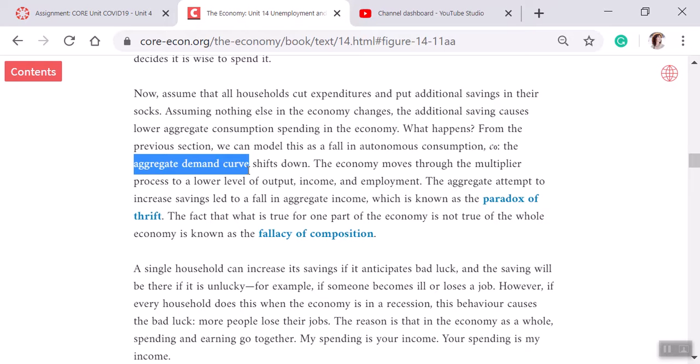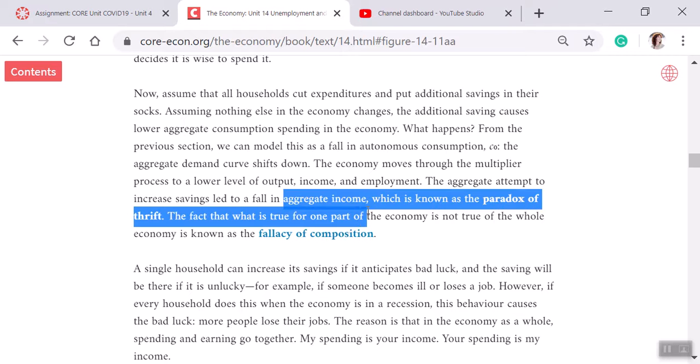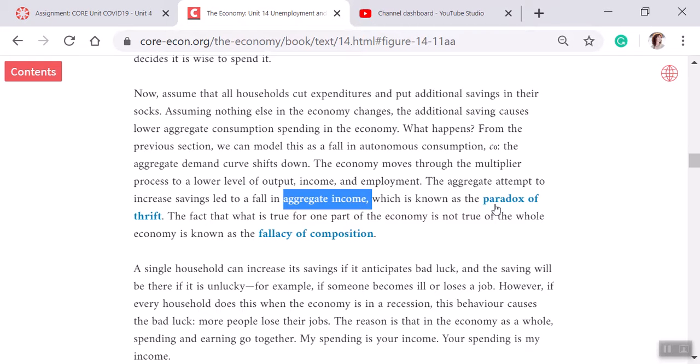And then that goes through when we go through the multiplier. If people are getting less things and businesses are producing less things, there's less demand for things and there's less need for workers, there's less jobs, less income, more unemployment, right? And it just starts multiplying. Okay. So the aggregate attempt to increase savings, right, by saving money, actually led to a fall in aggregate income. And that is the paradox of thrift.